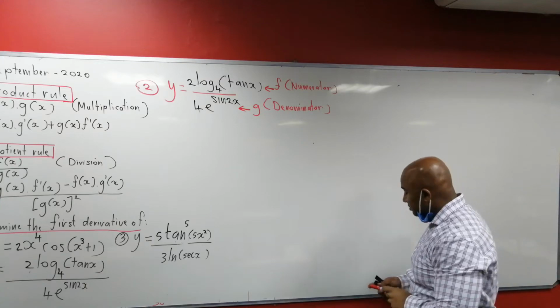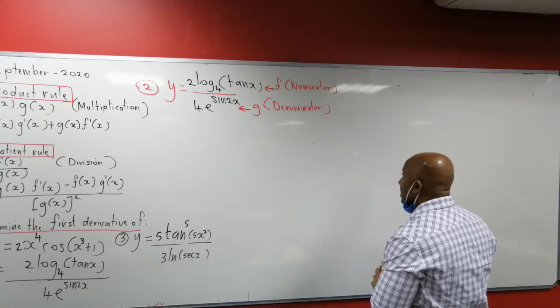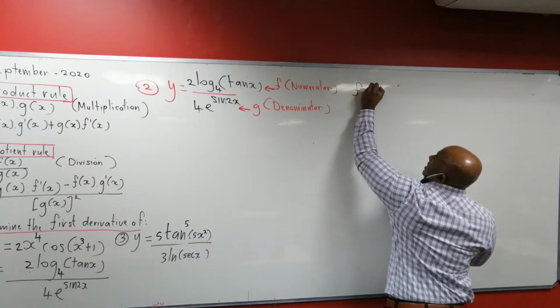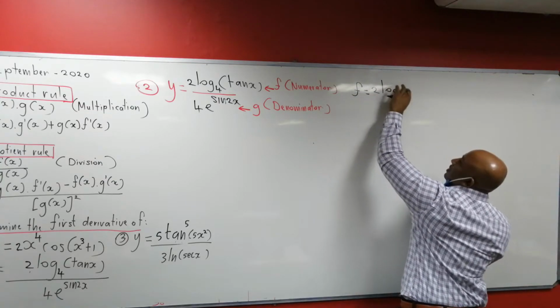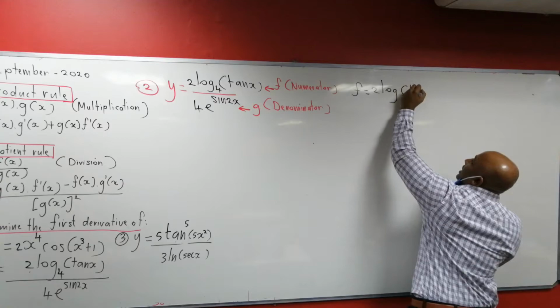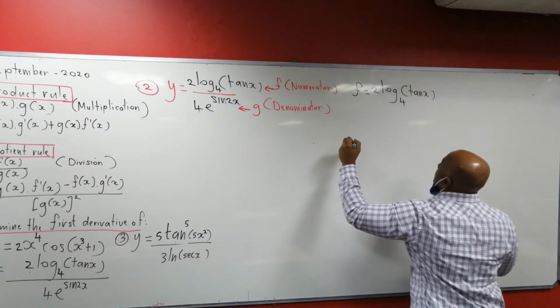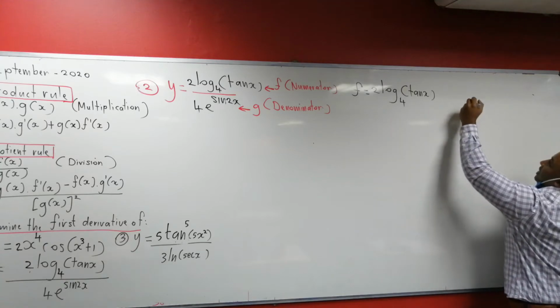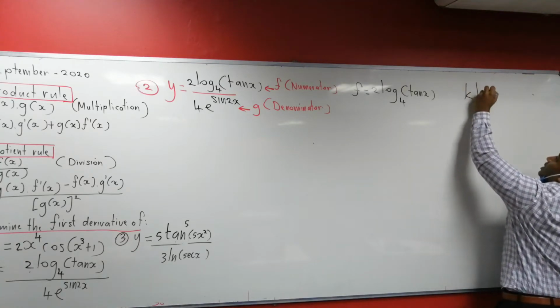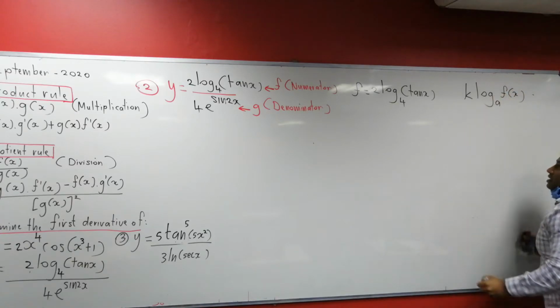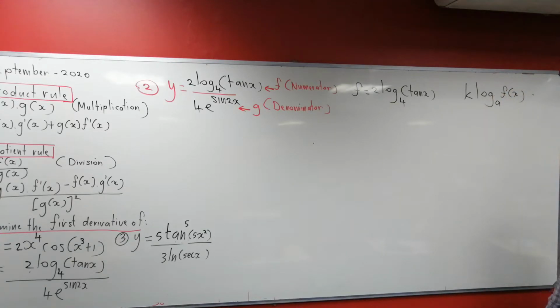So let's write it down. My f of x is 2 log of tan x to the base 4. So what am I dealing with here? I'm dealing with k log f of x to the base a. That's from our table of derivatives.